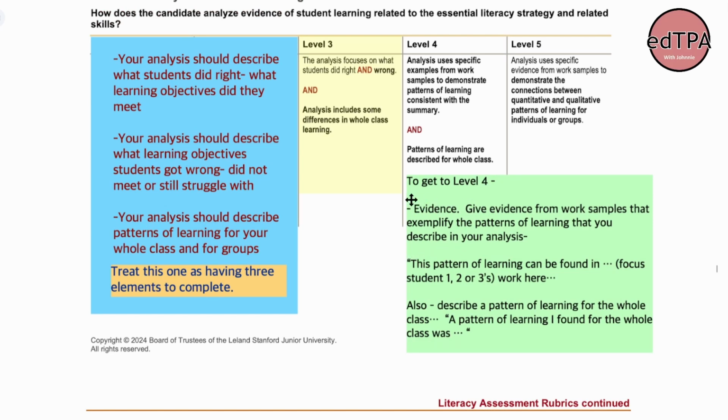So let's start. To get to level 4, evidence. Give evidence from work samples that exemplify the patterns of learning that you describe in your analysis. Example, you can use this as a starter: this pattern of learning can be found in focus student 1, 2, or 3's work here. Also, describe a pattern of learning for the whole class. That's the last piece here. This has to be a pattern of learning for the whole class. A pattern of learning I found for the whole class was, and that gets you to level 4.